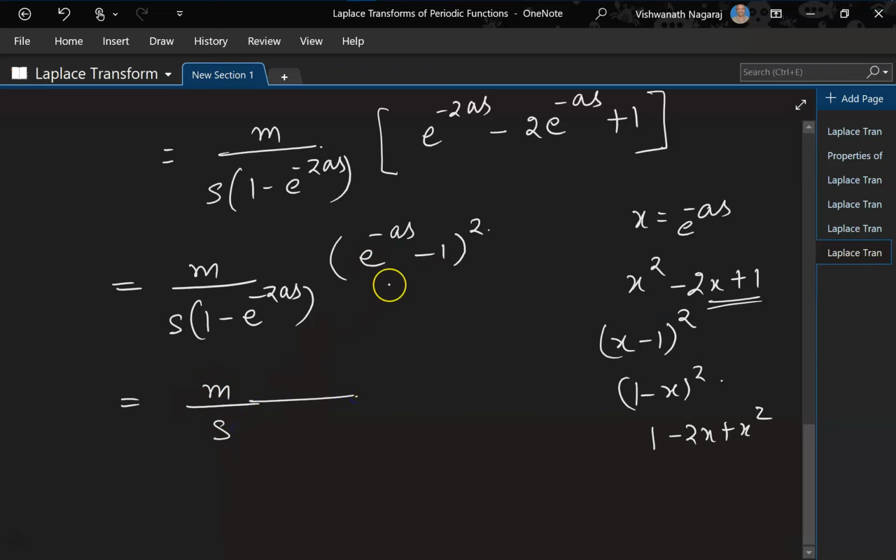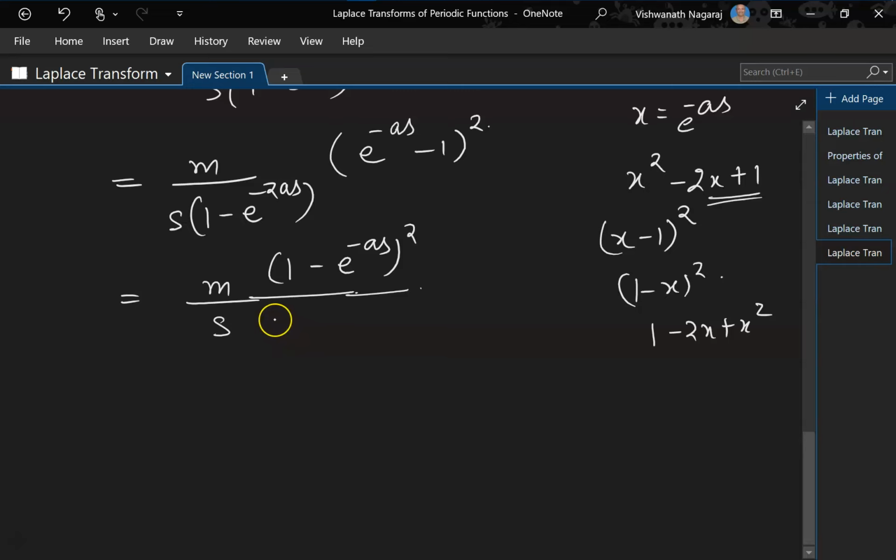Okay. Now what I'll do is, since it doesn't matter whether it is (1 minus e to the power of minus as) square or this, they both mean the same thing. You can take the square of this, minus 2 times this and this, plus 1 square, or you can do the square of this, so 1 minus 2 times this plus e to the power of minus 2. So it boils down to the same thing. And here 1 minus e to the power of minus as.